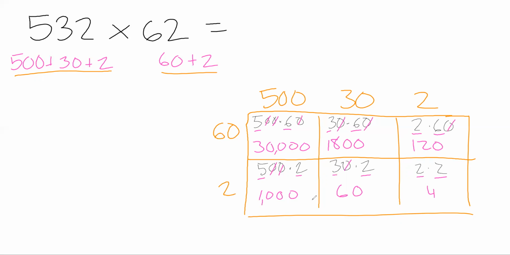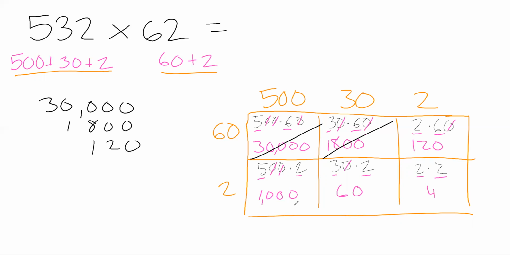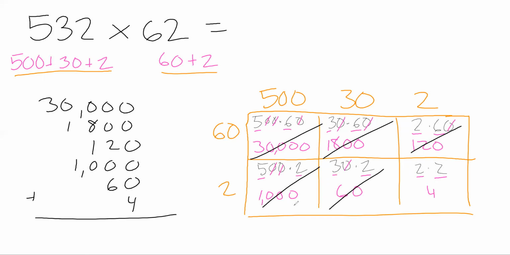So again, I have all these large numbers I have to add together. So I always want to give myself space to do that. So we're going to take 30,000. I'm going to add 1,800. I'm going to add 120. I'm going to add 1,000. Add 60. I'm going to add 4. Again, notice I lined everything up. This is also tricky with commas. Make sure your commas look good, so that you don't accidentally count that as a 1 and get really confused. So really make sure your commas are noticeable.